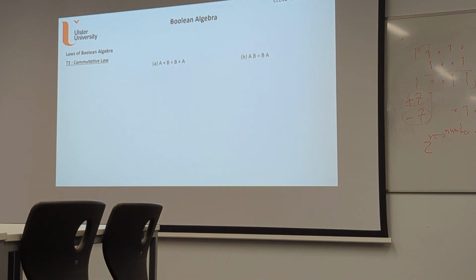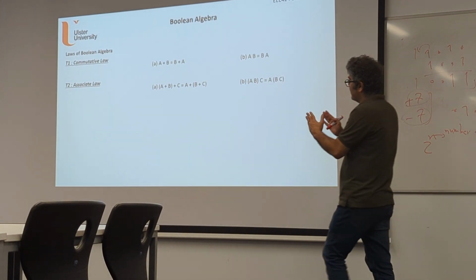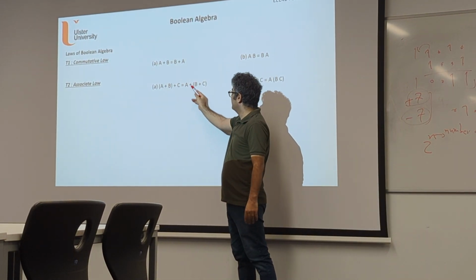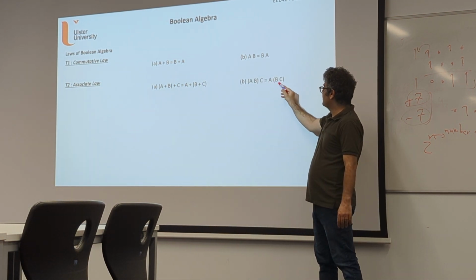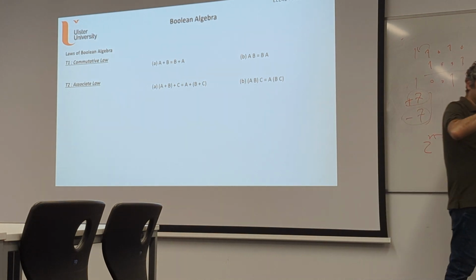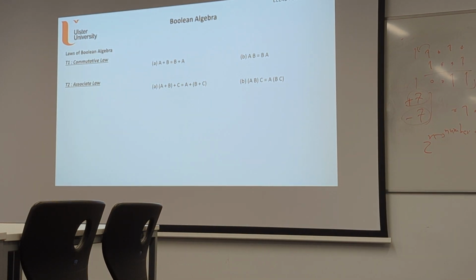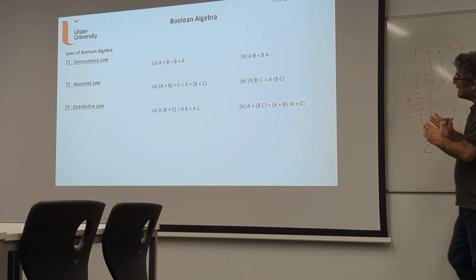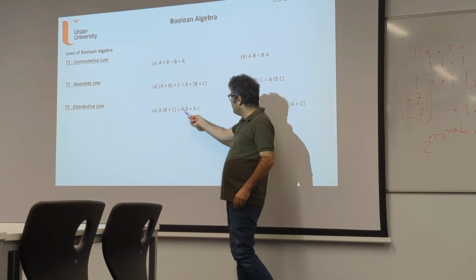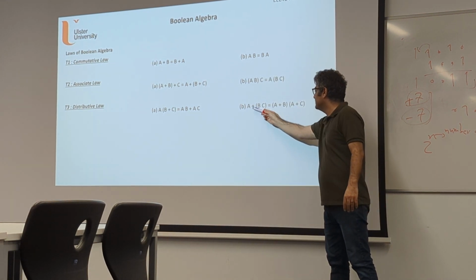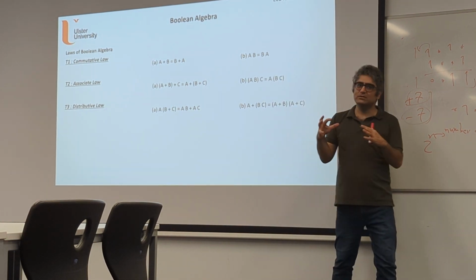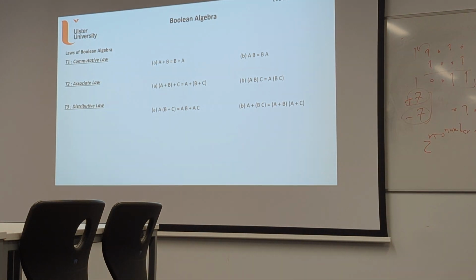Okay, we know that. Then we have the associative law: A plus B, inside the bracket, plus C equals A plus B plus C inside the bracket. Or AB times C would be A times BC. It's clear. But remember, plus is OR and times is AND. Here, A and B or C would be AB plus AC. Clear? Here, A plus BC would be A plus B times A plus C. We can use them to simplify our expression.